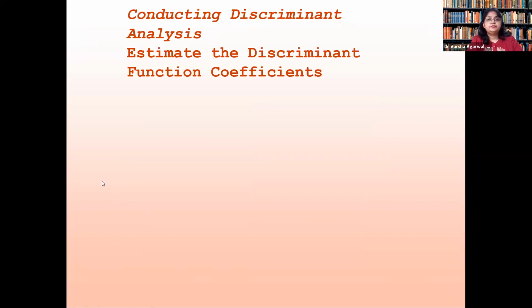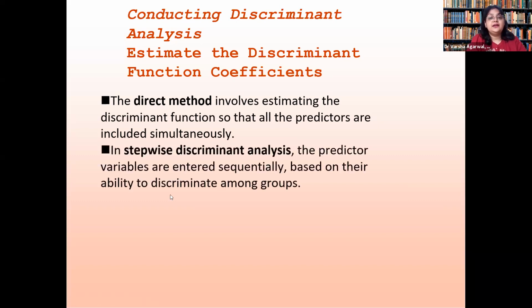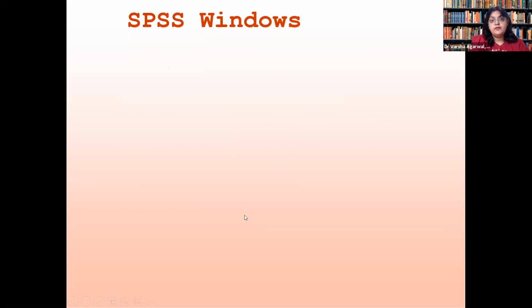And then we need to conduct discriminant analysis, estimate the discriminant function coefficients, and only then can you form the discriminant function. So the direct method will involve estimating the discriminant function with all the predictors at a time. As I told you, one dependent variable, multiple independent variables, but with only two categories, you will get it in one go. Stepwise discriminant analysis. So in stepwise, what we need to do is enter them sequentially, and you will have n number of combinations for your predictor variables. So you will have more than one discriminant function.